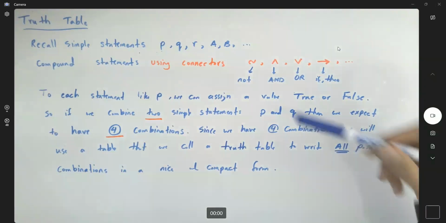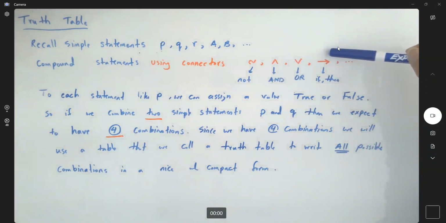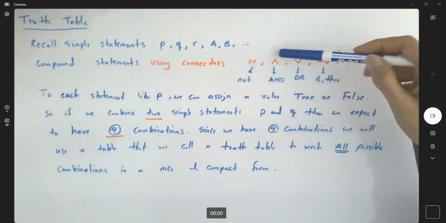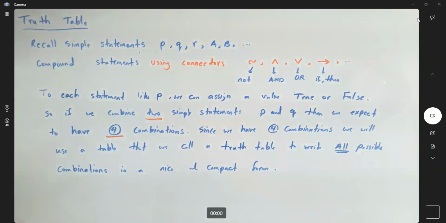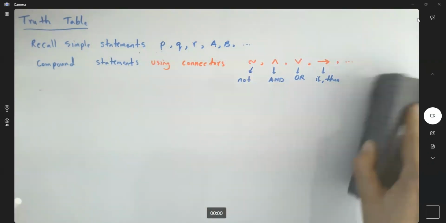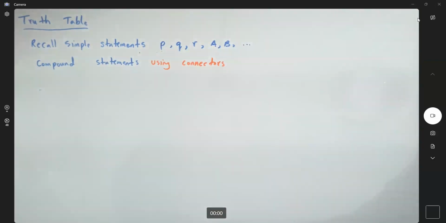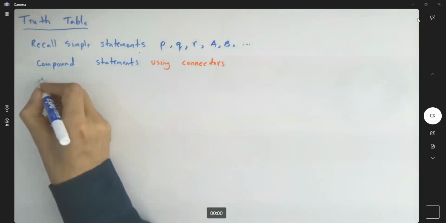So let us begin. We have not, and, or, if, then. We're going to introduce 1, 2, 3, 4 truth tables. So let me erase this part of the board. I need some space to introduce these truth tables. Truth table for negation.